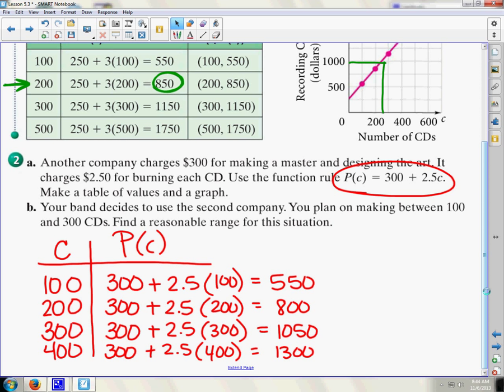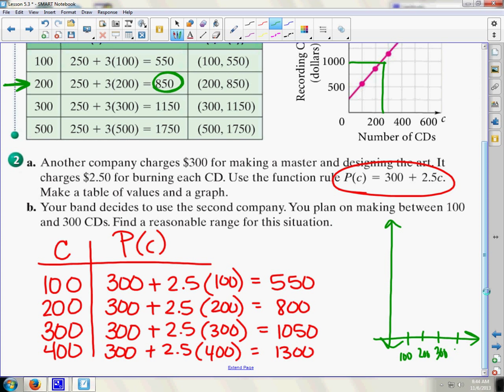So then it says to make a graph. So I'm going to sketch a graph, and it's going to be all positive values. So like they did up here, I'm going to go by hundreds on the bottom. 100, 200, 300, 400. And then I'm going to just do this by 250. 250, 500, 750, 1,000. So 100 CDs cost $550, 200 is $800, 300 is $1,050, and 400 is $1,300.